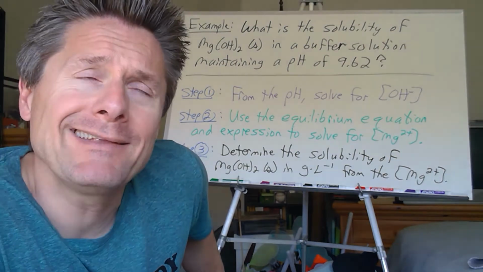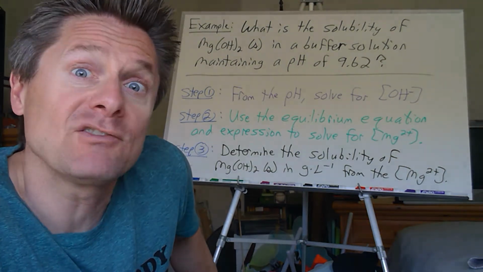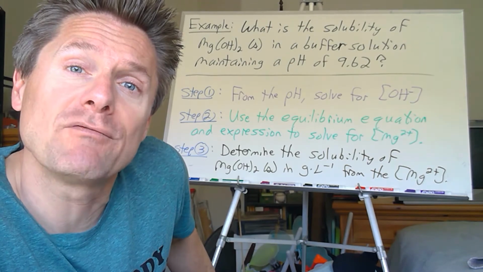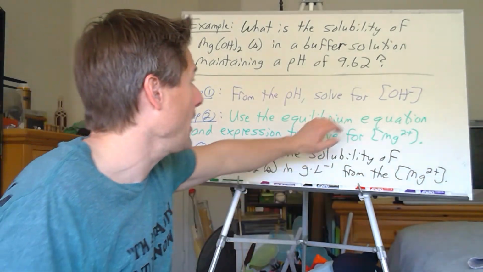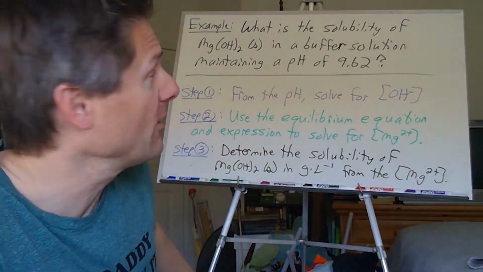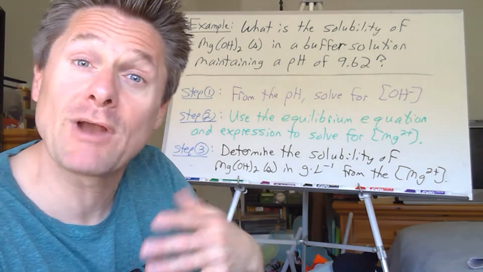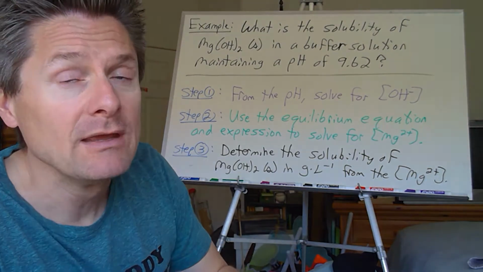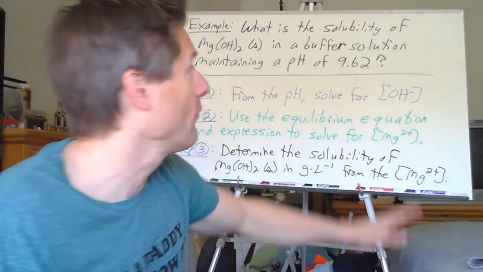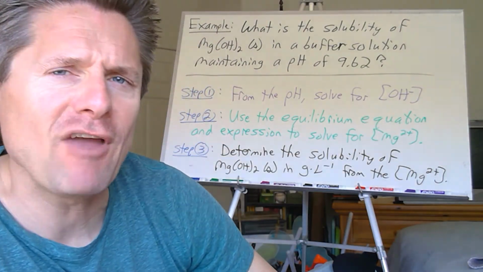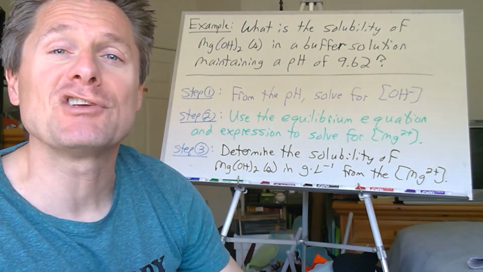I got a pH. If I know the pH, that's negative log hydronium, right? So I could solve for the hydronium ion concentration from that pH. And if I know the hydronium ion concentration, I could solve for the hydroxide ion concentration. Or vice versa. If I know the pH, I could subtract that from 14 to get the pOH. If I know the pOH, which is negative log OH minus, I could solve for the hydroxide ion concentration. Net effect, what's the hydroxide ion concentration from the pH?